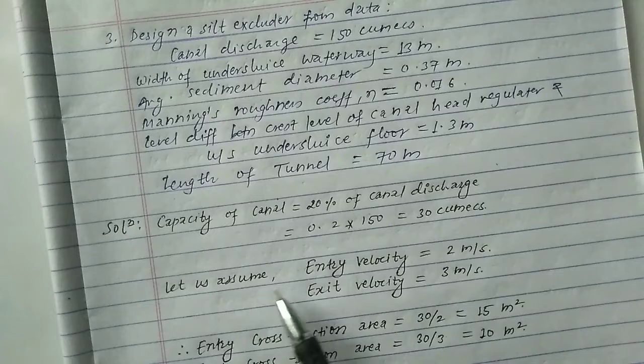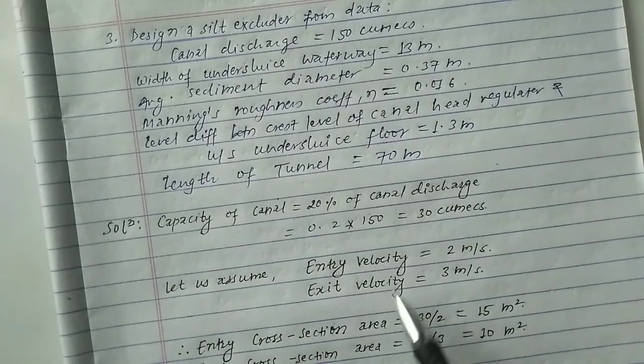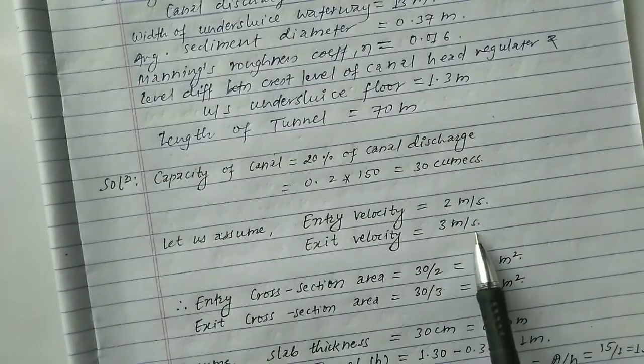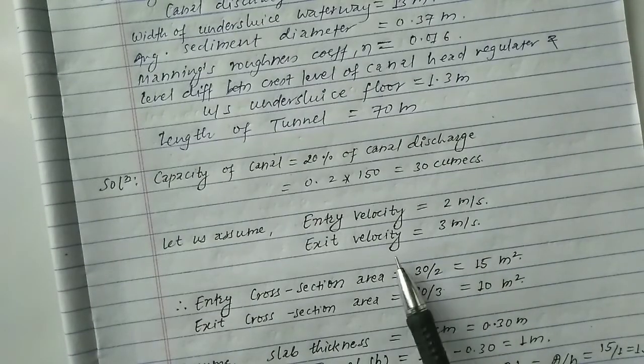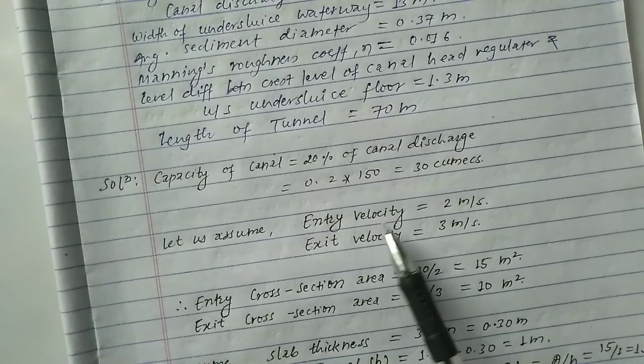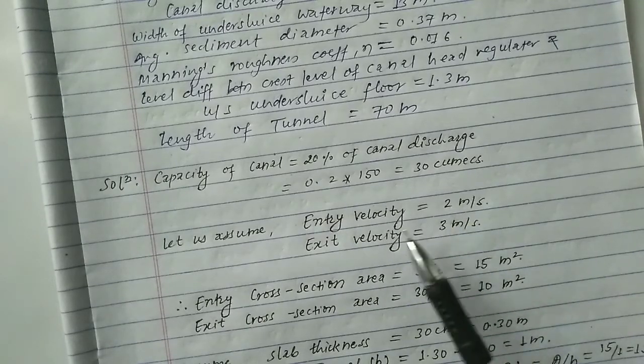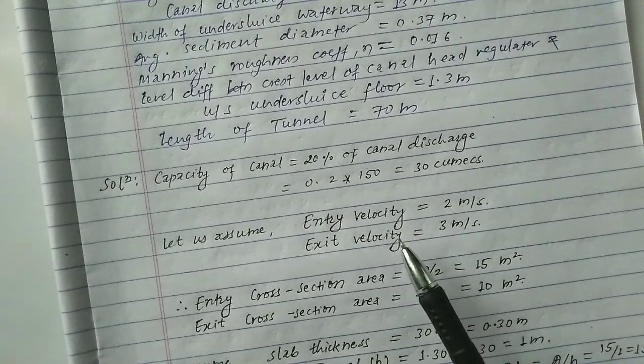Now we have to assume entry velocity and exit velocity. Let us assume entry velocity equal to 2 meter per second and exit velocity equal to 3 meter per second. We always use an exit velocity greater than the entry velocity. This was already discussed in the previous video.